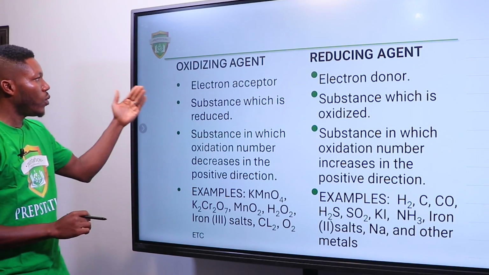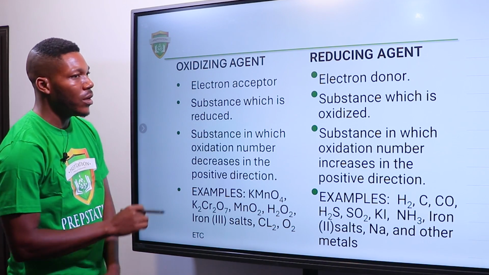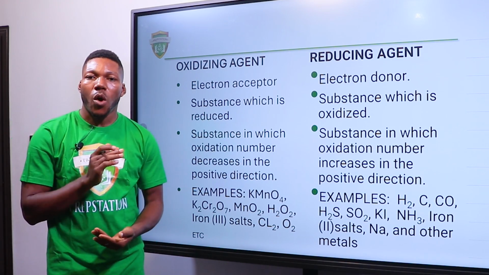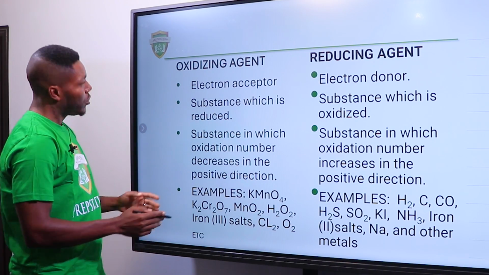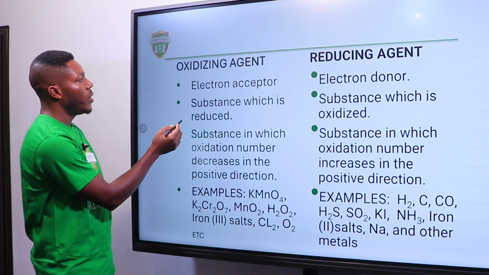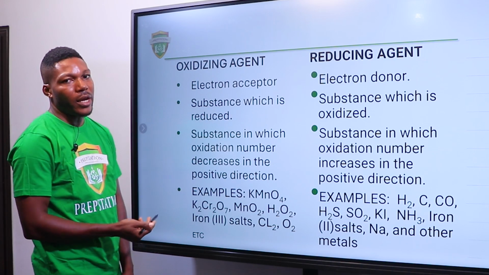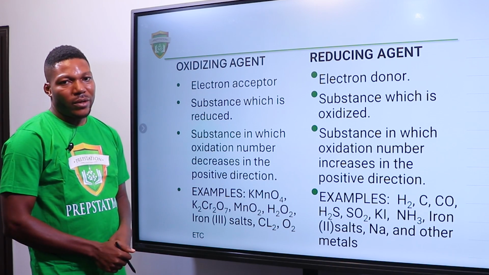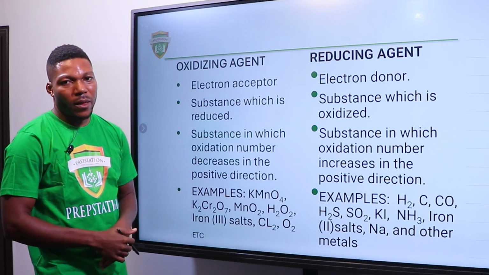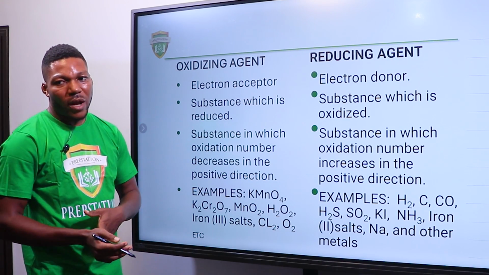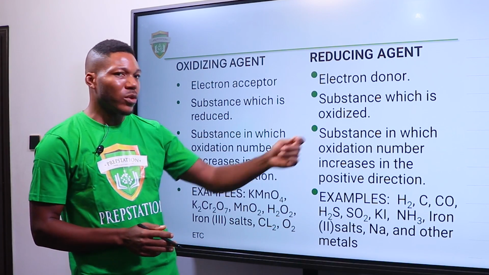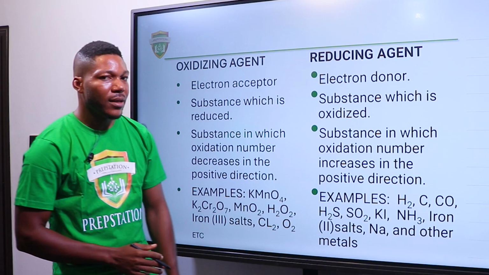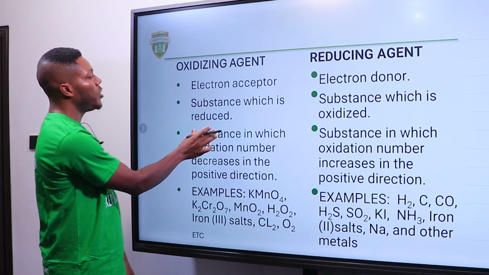Having known that, let's look at oxidizing agents and reducing agents. These are the agents that cause both reduction and oxidation processes. As usual, they are the opposite of each other. For example, electron acceptors in any particular redox reaction are known as oxidizing agents. So they accept electrons. They gain electrons to themselves. Whereas substances that donate electrons, that give out or lose electrons, are known as reducing agents.